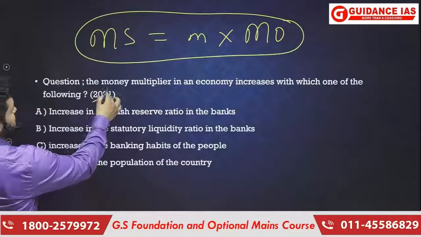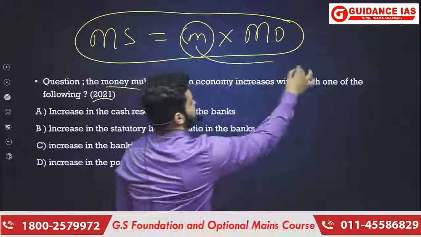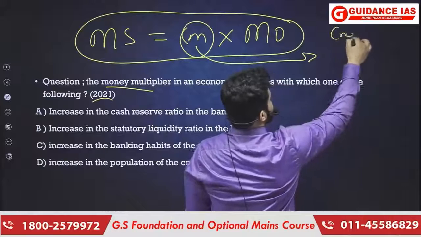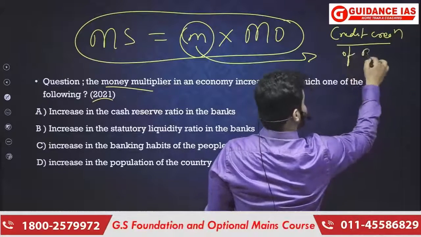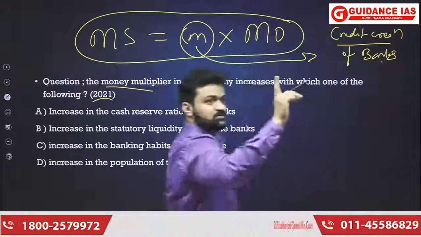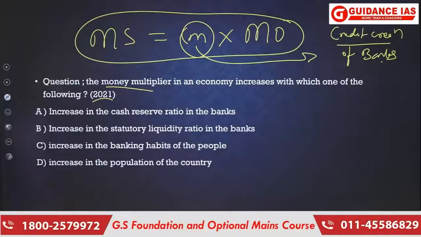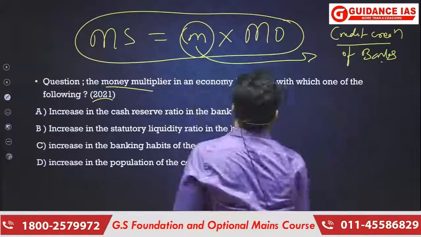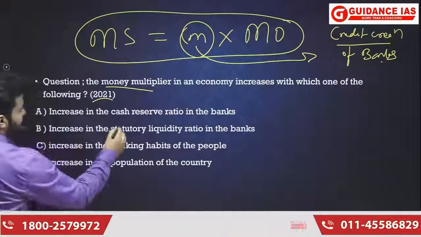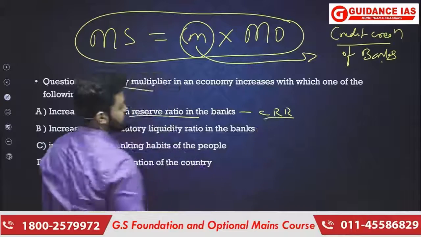So money multiplier is small m, and you just came to know that this is depending upon the credit creation capacity of the banks, which depends upon two factors. First, monetary policy, and the second is banking habits of the people. So money multiplier in an economy increases with which of the following? Increase in the cash reserve ratio. Is it increasing with the cash reserve ratio?